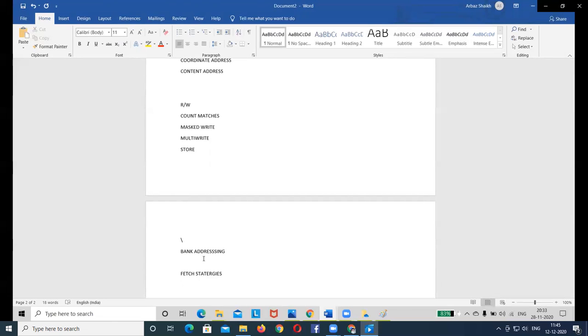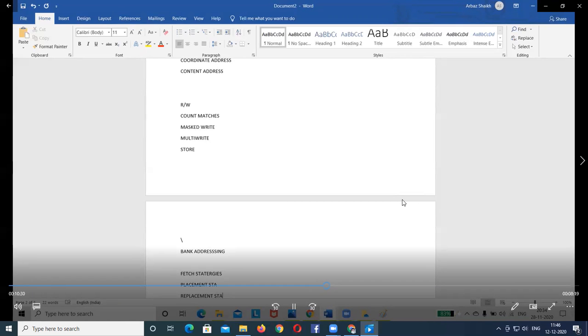मतलब यहाँ पे sometimes banking address में या memory management strategies में three types of strategies given like fetch strategies, then placement strategies, that I'm writing here. Okay, that is strategies. And then replacement strategy.